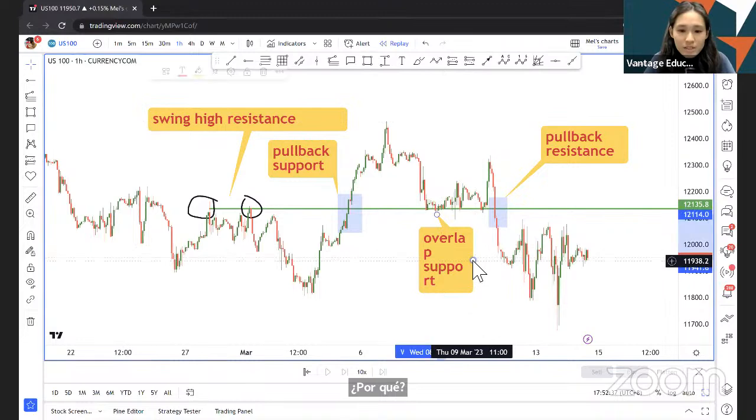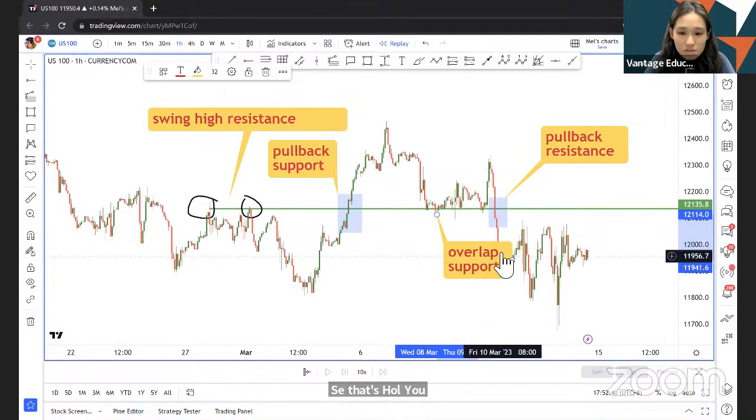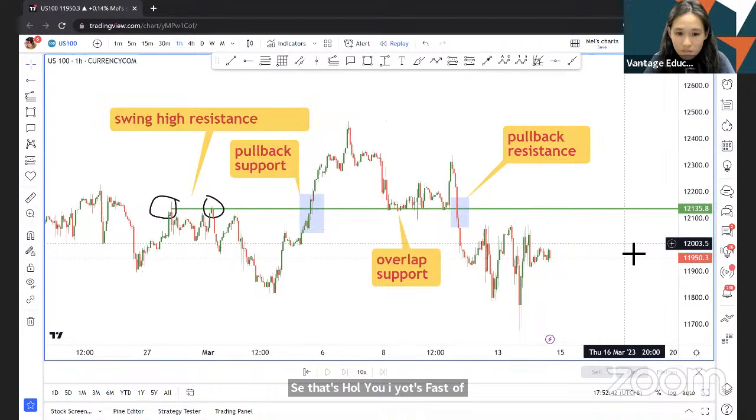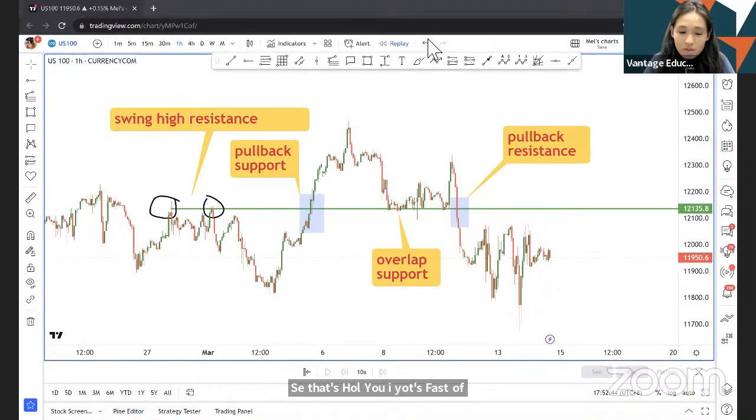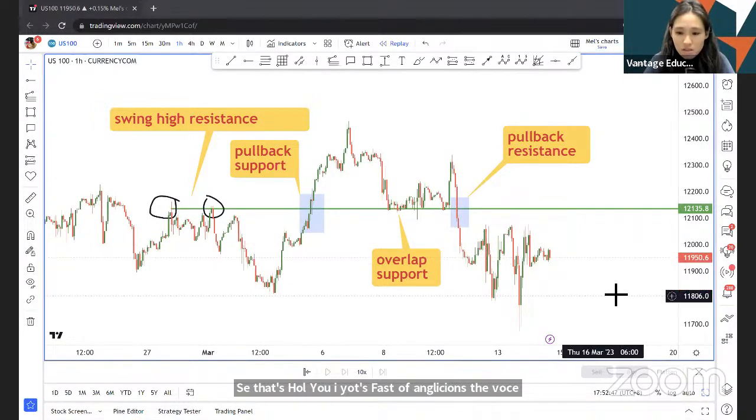So that's how you identify support and resistance levels. Let me check to see if you have any questions. Okay, it doesn't seem like it.